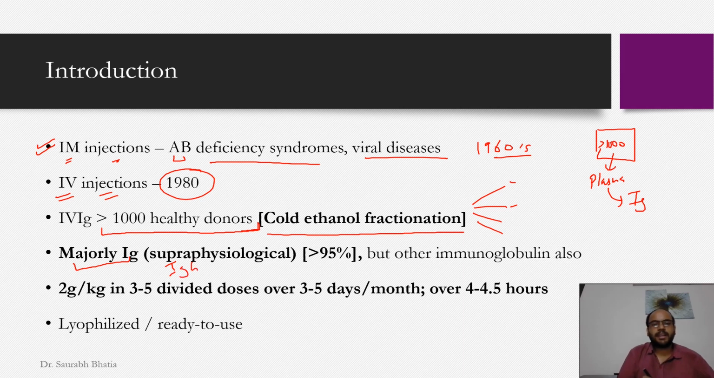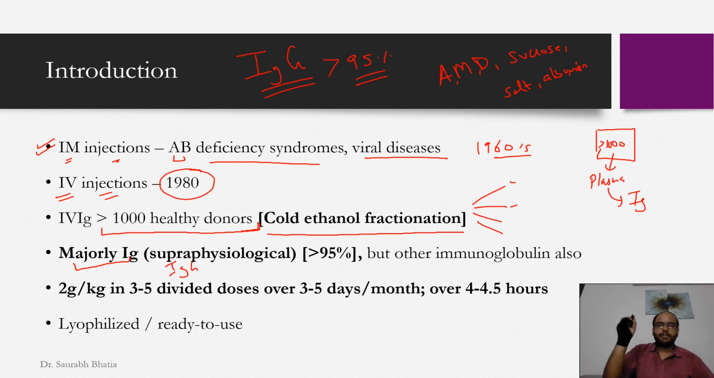Let me just write it here. IgG is the major immunoglobulin in IVIg, more than 95%. And other immunoglobulins, namely IgA, IgM, IgD, constitute the remaining 5%. There are other constituents also, namely sucrose, salt, and albumin. And when I say salt, I don't mean only NaCl. It can be KCl and all sulfates and phosphates and all those salts.